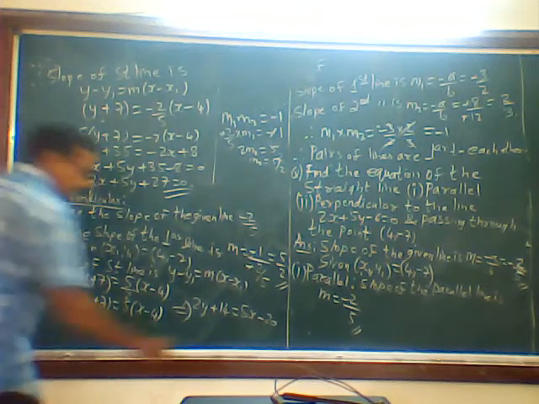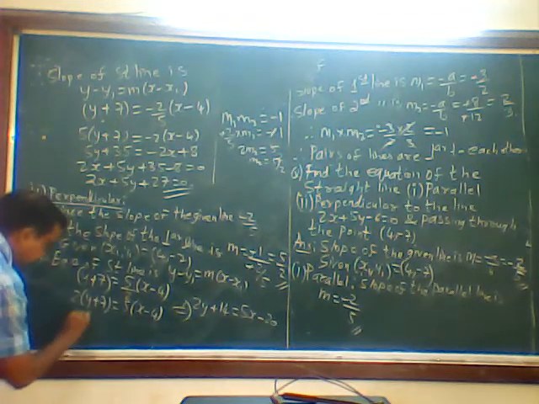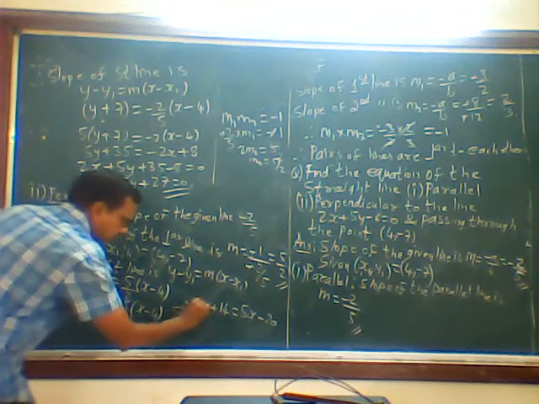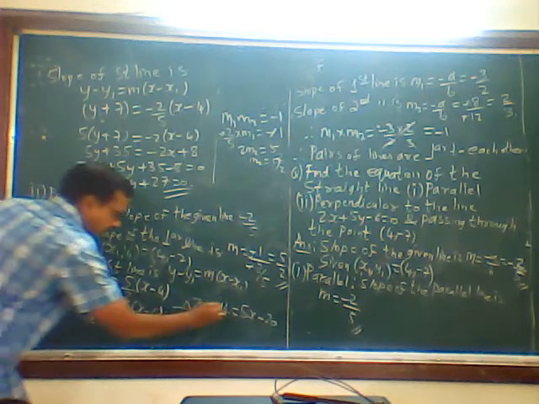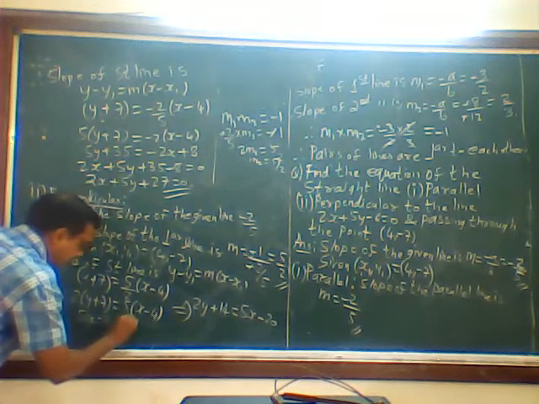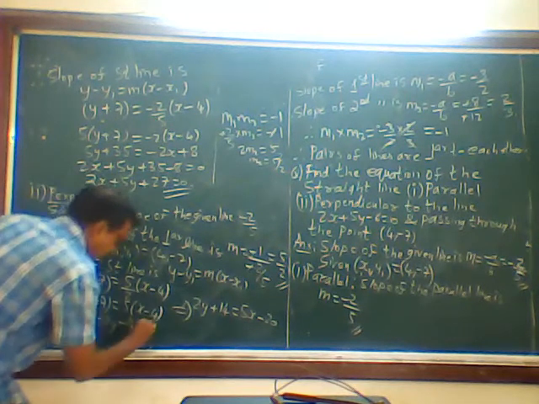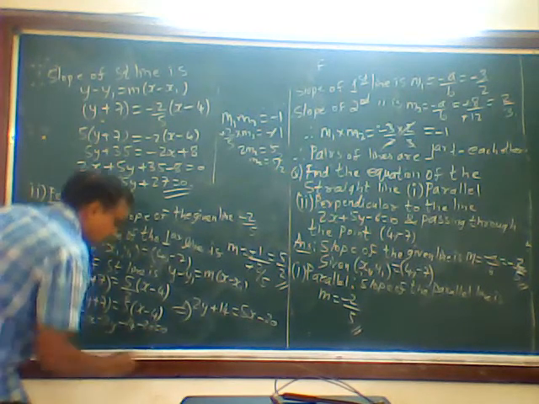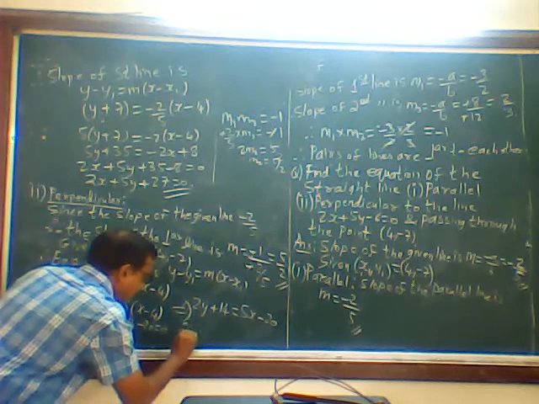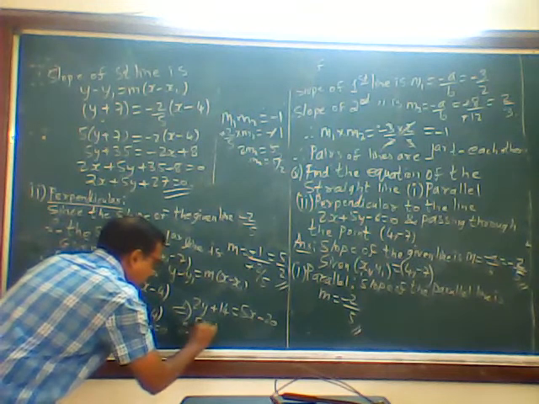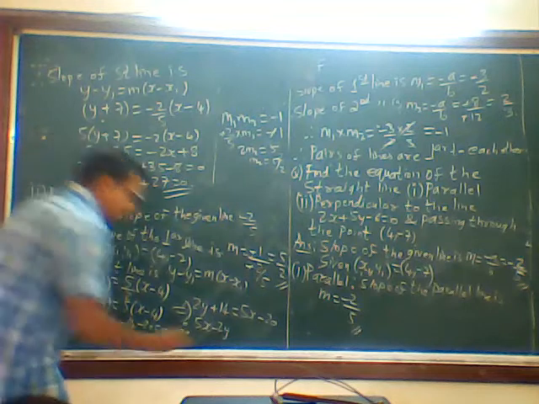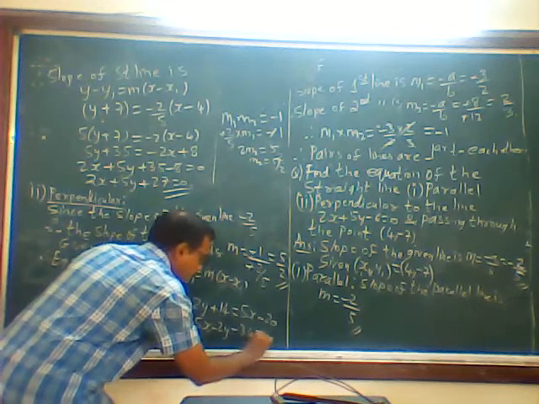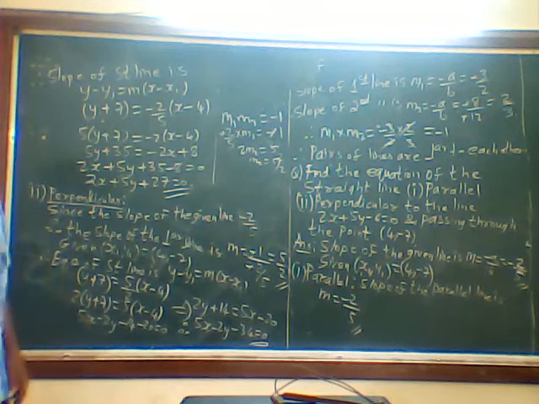Now I will keep this 5x as it is. This 2y will go to that side and become minus 2y. Again this plus 14 will go to that side and become minus 14, minus 20, is equal to 0. Therefore, what is the answer? 5x minus 2y minus 14 minus 20, which is minus 34, is equal to 0.